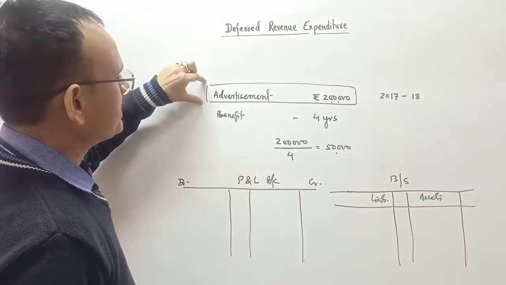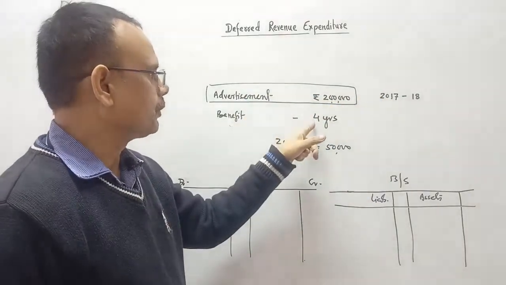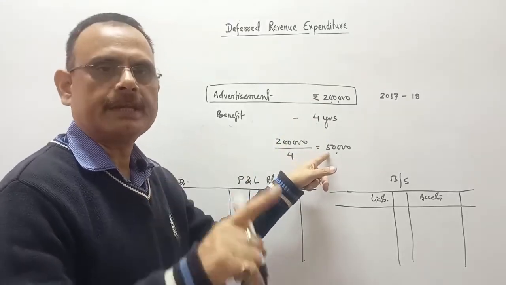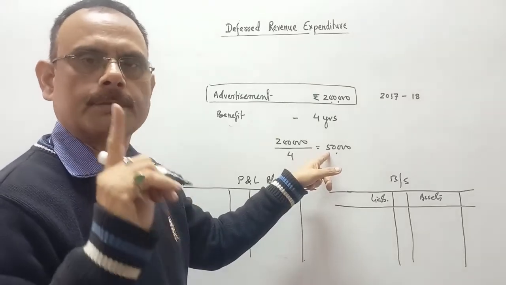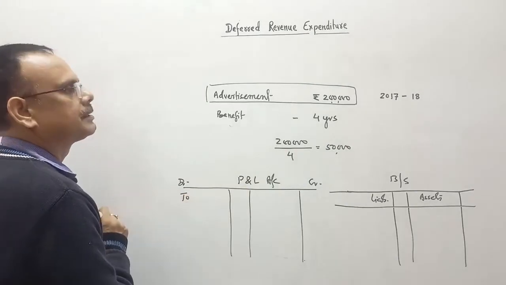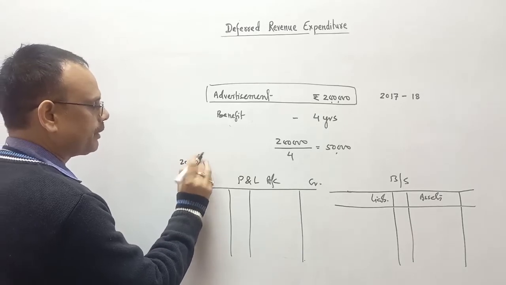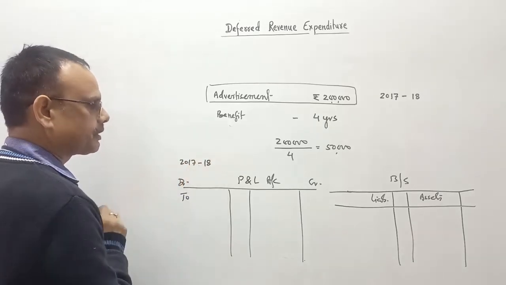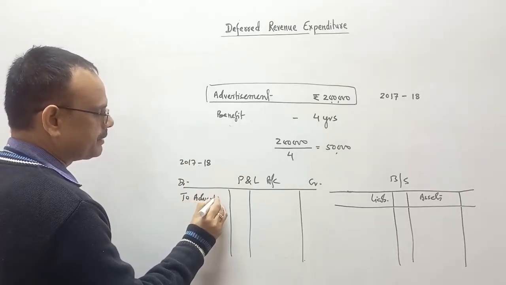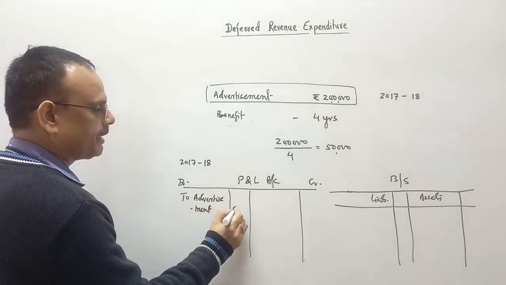So advertisement is 2 lakhs. In this year it is done. Benefit will be derived for 4 years. So 2 lakhs divided by 4, so 50,000 weightage will be given to every year in the profit and loss account. So on the debit side, when you prepare the profit and loss account for 2017-18, you write advertisement 50,000 over here.